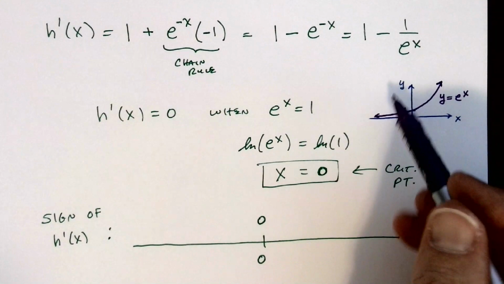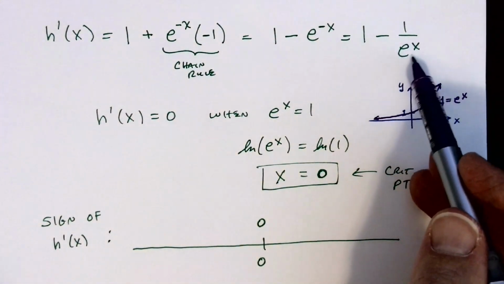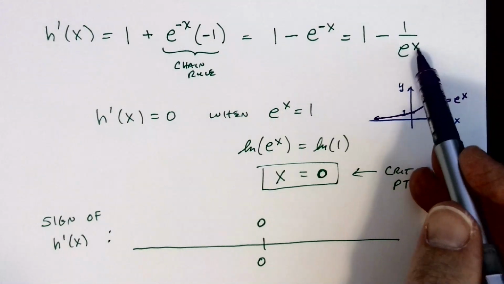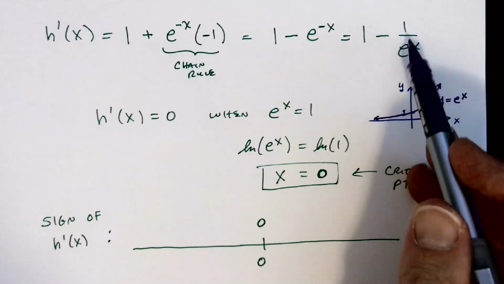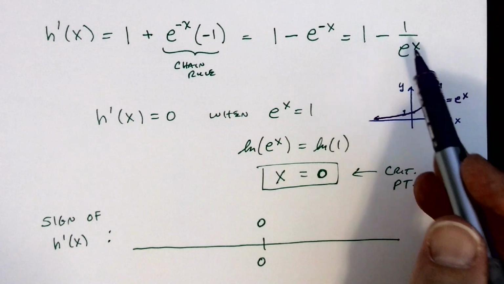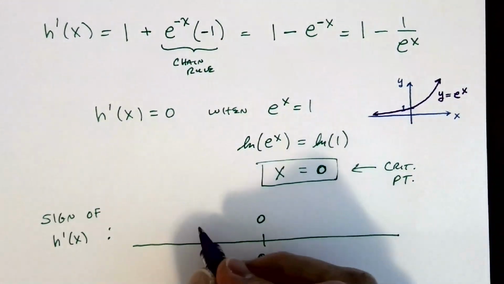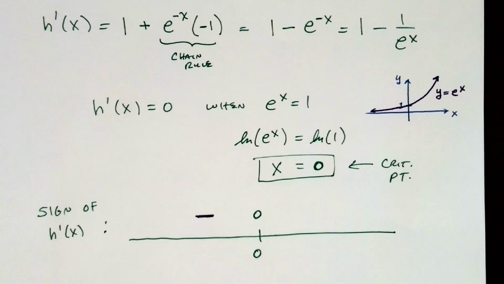Right? So think about my derivative then in that case. If this number is less than 1, like say a half, 1 divided by a half is 2, right? 1 minus 2 is a negative number. And so our sign is going to be negative for values less than 0.